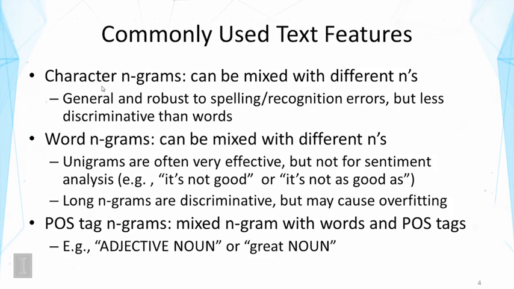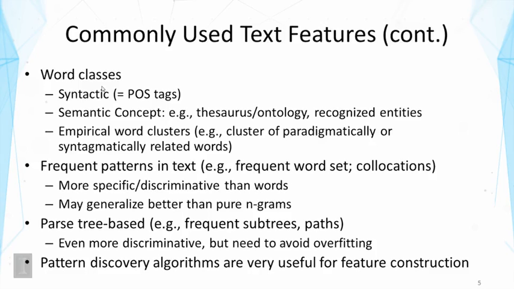For example, the word great might be followed by a noun, and this could become a hybrid feature that could be useful for sentiment analysis. So next, we can also have word classes. These classes can be syntactic, like part-of-speech tags, or could be semantic, and they might represent concepts in a thesaurus or ontology, like WordNet. Or they can be recognized named entities, like people or places. And these categories can be used to enrich the representation as additional features.